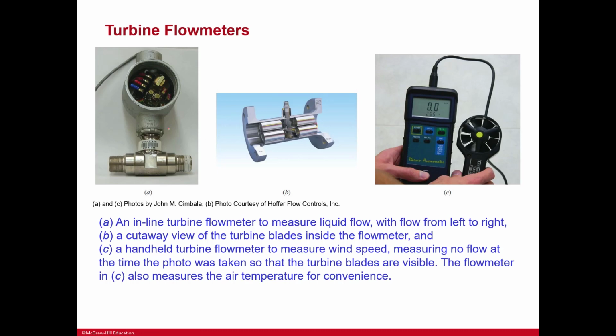A here is an inline meter, because here's that line, and so it's right into it. B is a cutaway, so you can see it's cut away. And then C is a handheld turbine flow meter, and it measures wind speed, measuring no flow at the time. The photo was taken so that the turbine flows are visible. You can see that the wind would spin this, and then it would measure this, but it's taken at none so that you can see the turbine flows.